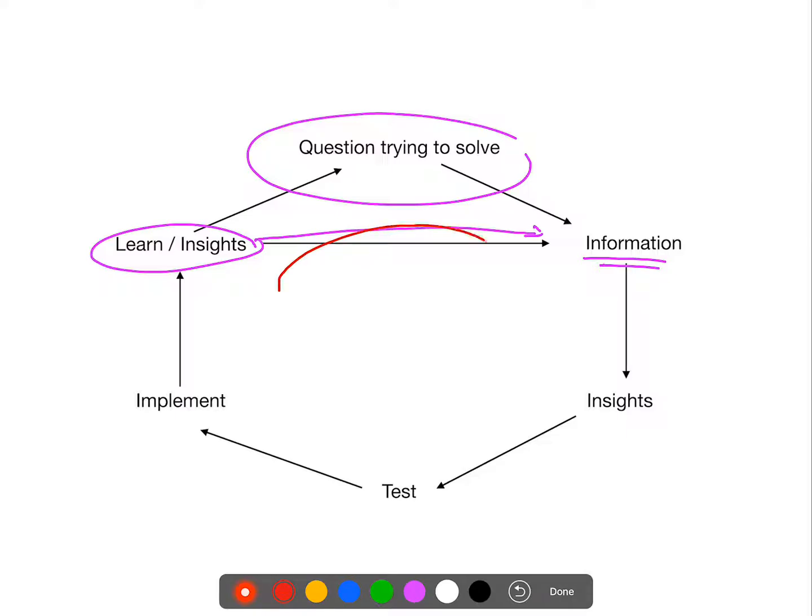So this process, there are many ways to look at it, and there are many processes out there, but this is a suggestion of a potential way to go about it.